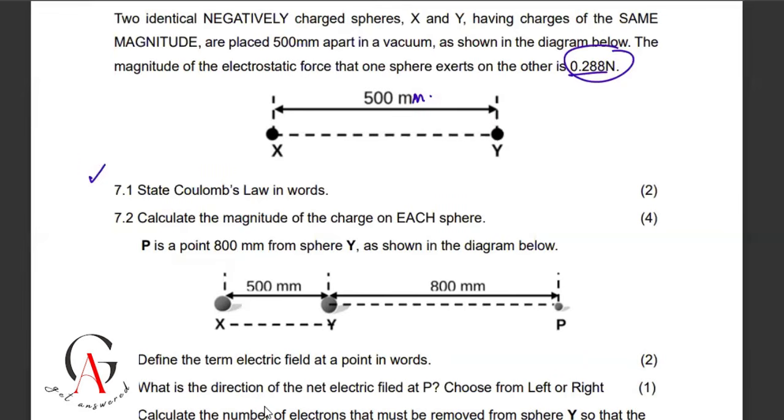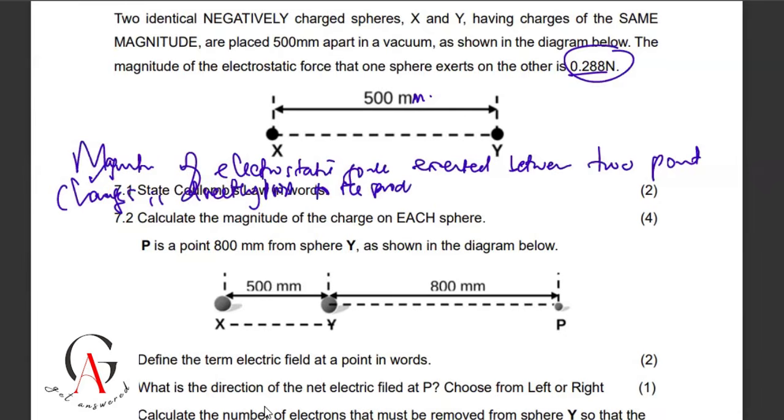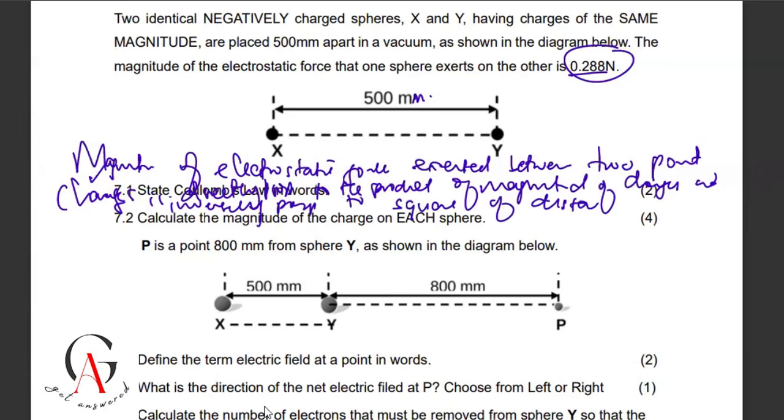And so Coulomb's law simply tells us that the magnitude of the electrostatic force that is exerted between two point charges, or between one charge onto another, is directly proportional to the product of the magnitude of the charges, and inversely proportional to the square of the distance between them.